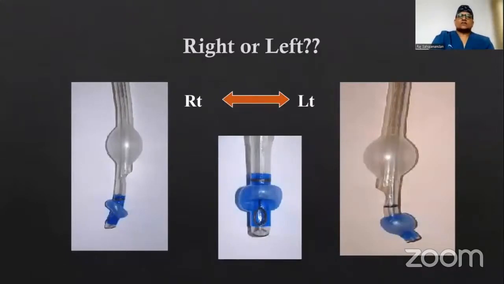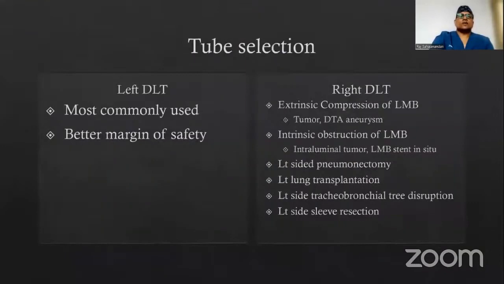So the first question we need to answer is whether you're going to go for a right-sided tube or a left-sided tube. The common dictum is that the most commonly used tube is a left-sided DLT. This is because it has a better margin of safety. However, there are certain indications where you select a right-sided DLT.